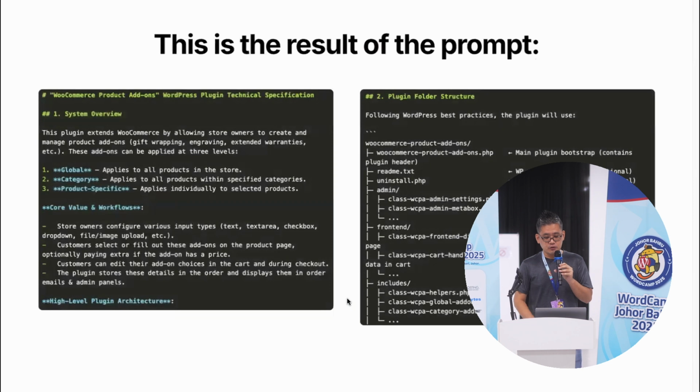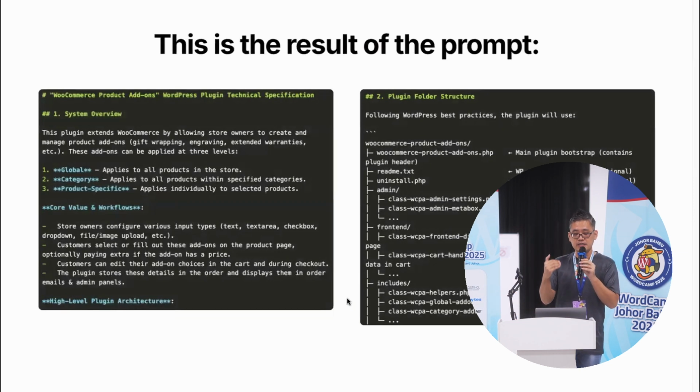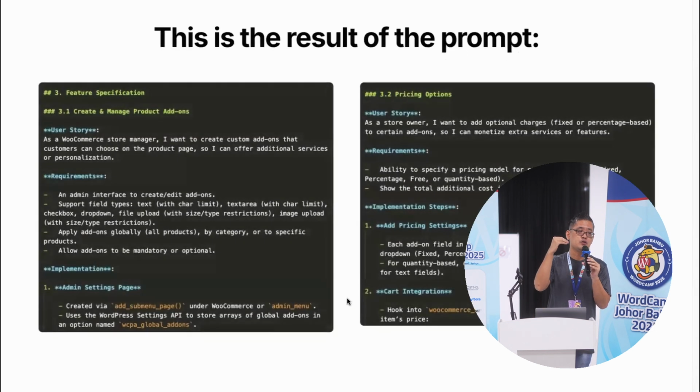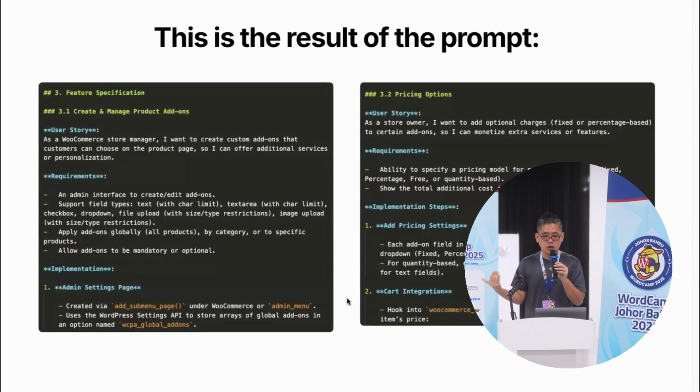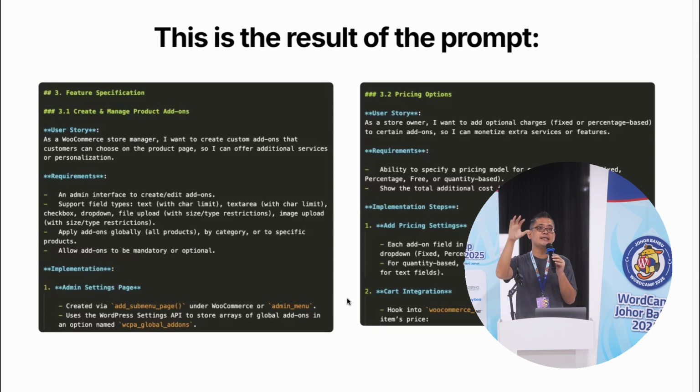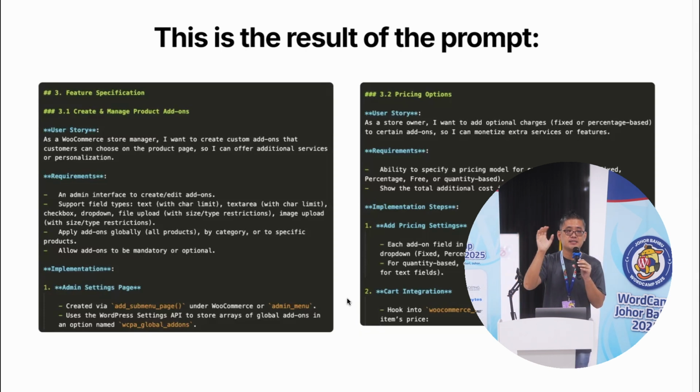Then this is the result. You can see that the result of the specifications includes the requirements, the descriptions, the project structure, and the folder structure. Then it has all the user stories. For example, in this case, we have 3.2 pricing options: as a store owner, I want to add multiple charges, that sort of thing. So you basically focus on the feature space. That's why the specs need to tie in with the user stories.